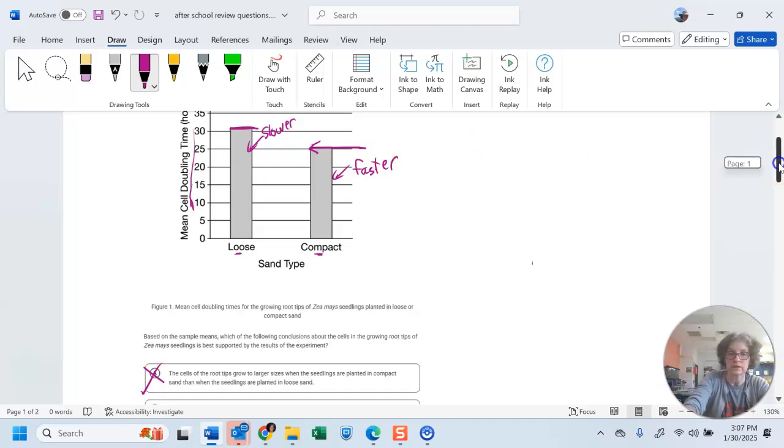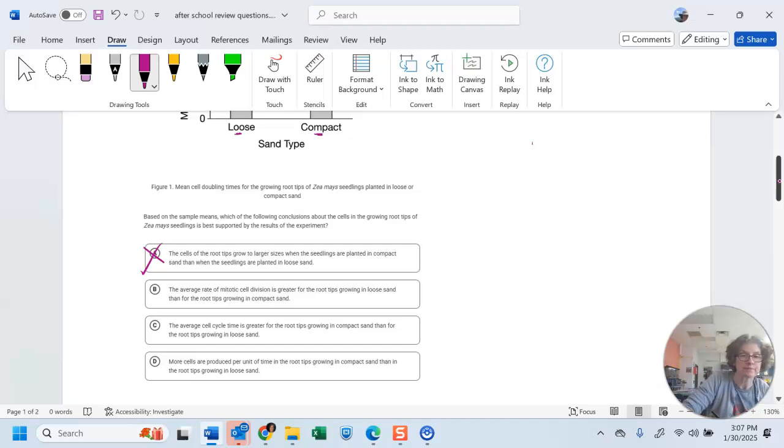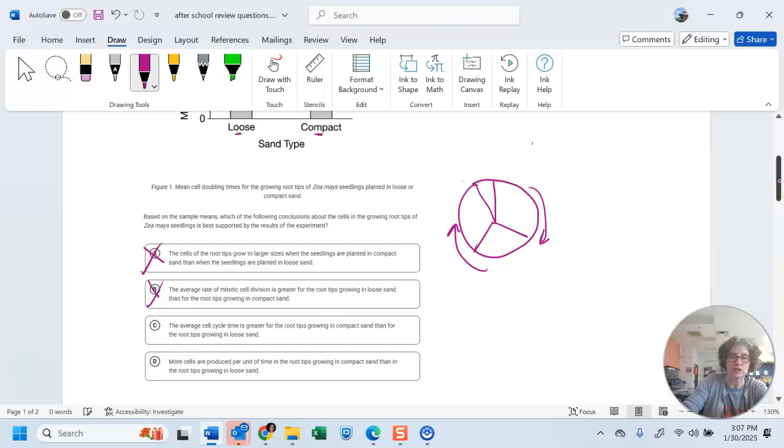Okay, so now let's go to C. The average cell cycle time is greater for the root tips growing in compact sand than for the root tips growing in loose sand. Okay, so again, cell cycle time. Remember, the cell cycle is going through all of those stages. Are we going through it faster? In other words, is the mitosis faster again? So is it faster in compact sand? Not necessarily, because we don't know which part of the cell cycle they're asking about, okay?